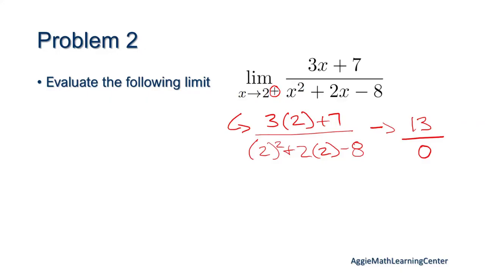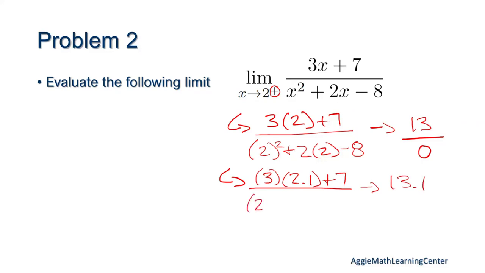So what we can do is plug in something infinitesimally close to 2. So from the right, we can say this is 2.1 plus 7, and we'll get something very close to 13. It'll be like 13 point something. We can say it's 13.1. And then here we have 2.1 squared plus 2 times 2.1 minus our 8.